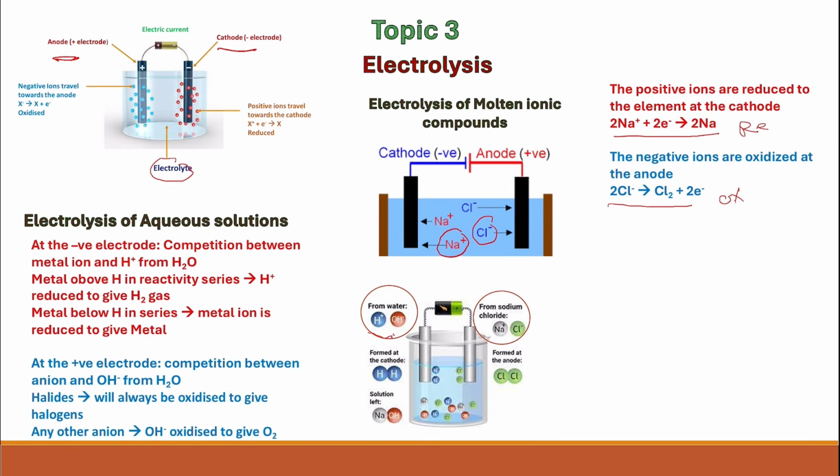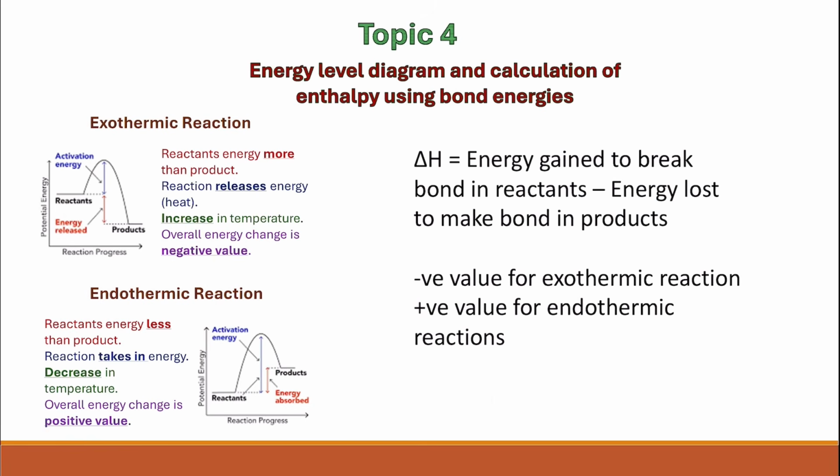At the positive electrode, the competition will be between the anion and the OH minus, or the hydroxide ion from water. So if you have a halide, the halide will be oxidized to give the halogen. So if you have chloride, bromide, or iodide, they will give chlorine, bromine, or iodine. But if you have any other anion like sulfate, nitrate, anything else, then it's the hydroxide that is going to be oxidized to give oxygen. So the product here at the positive electrode will be oxygen gas.